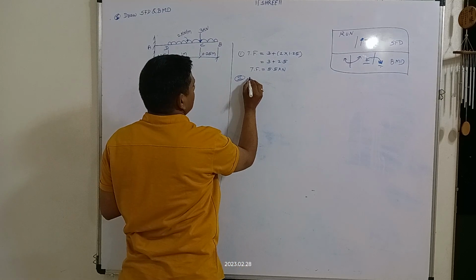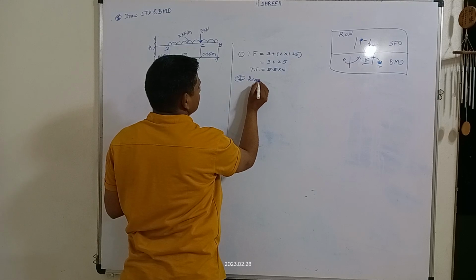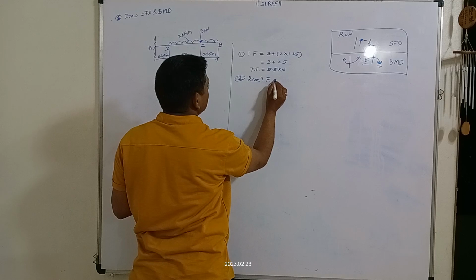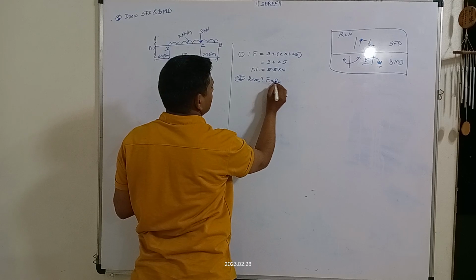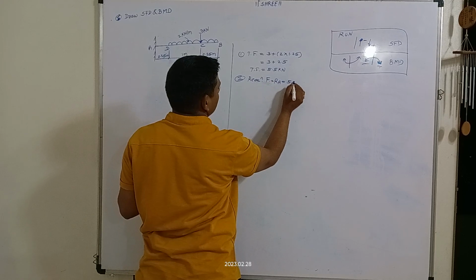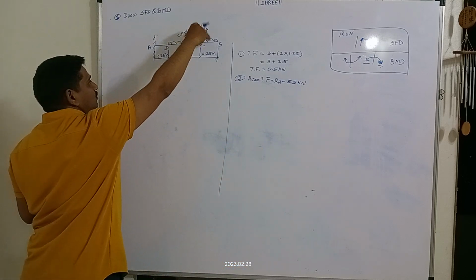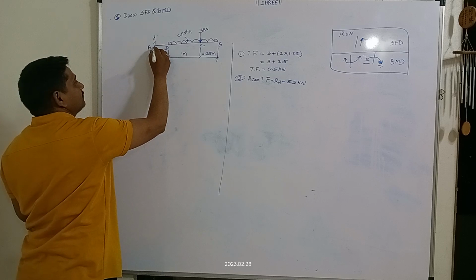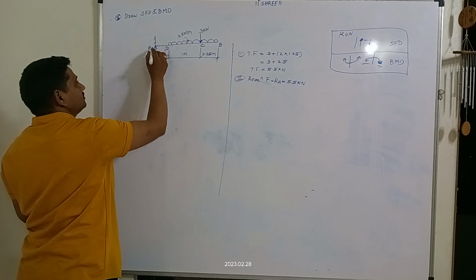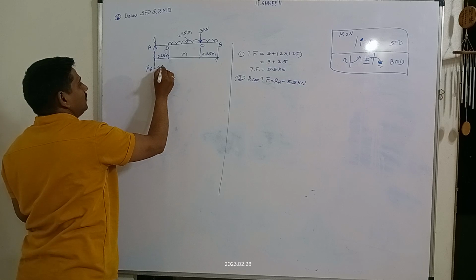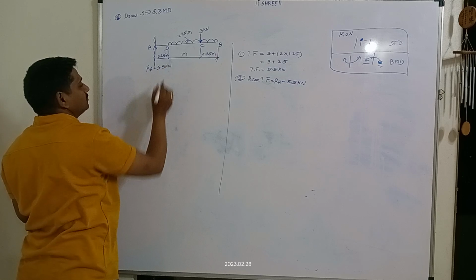Therefore, the reaction force Ra is equal to 5.5 kilonewton, because the force acting on the beam is carried by this member Ra, which is equal to 5.5 kilonewton.